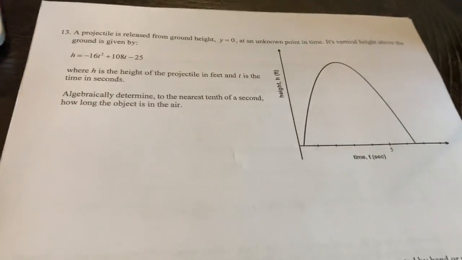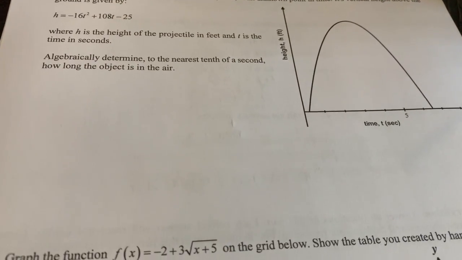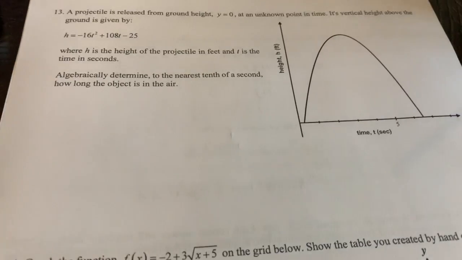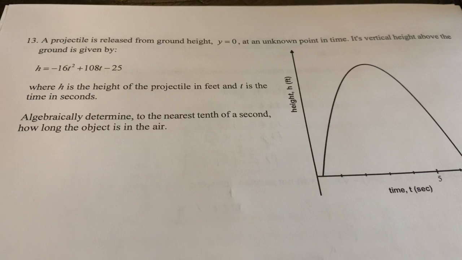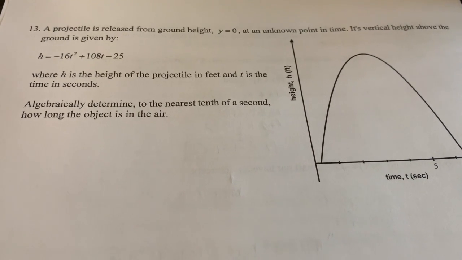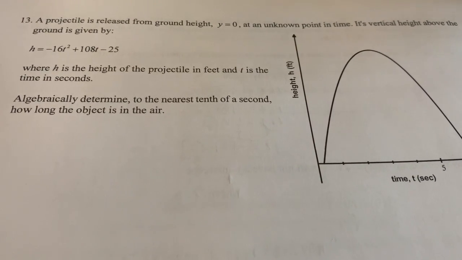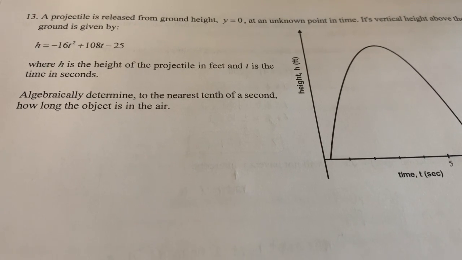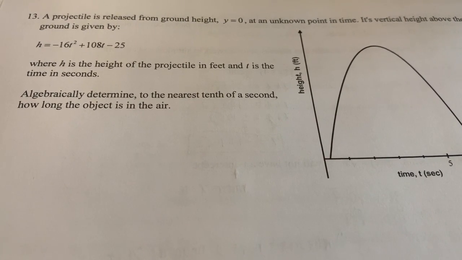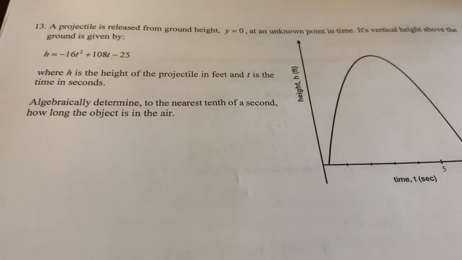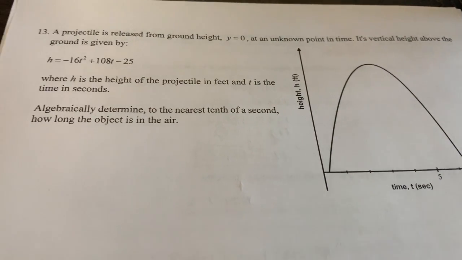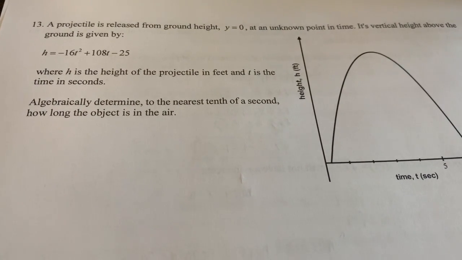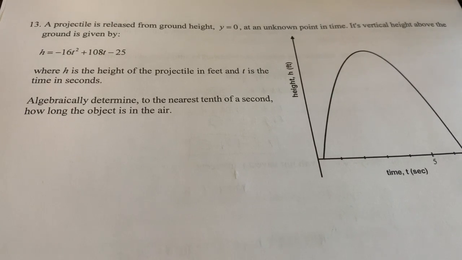Okay. Finally, last 2 questions. Let's get this done. Number 13, a projectile is released from the ground height y equals 0, at an unknown point in time. Its vertical height above the ground is given by h equals negative 16 t squared plus 108 t minus 25, where h is the height of the projectile in feet and t is the time in seconds. So h is our y and t is our x. Algebraically determine to the nearest tenth of a second how long the object is in the air.